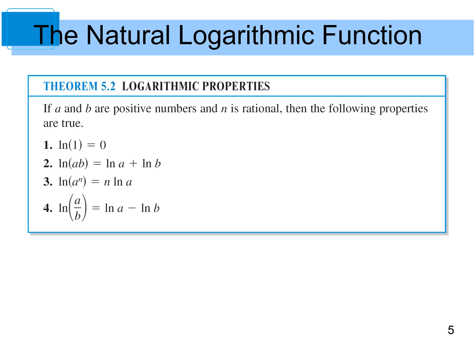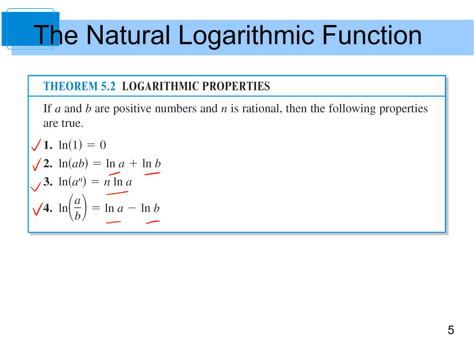So now let's have properties of natural logarithmic functions. If a and b are positive numbers and n is rational, then the following properties are true. First, the natural logarithm of 1 is 0. The natural logarithm of the product a times b is ln of a plus ln of b. The natural logarithm of a raised to n, so that's a power, is equal to n times ln of a. Now, the natural logarithm of a over b, so that's a quotient, is the same as ln of a minus ln of b.